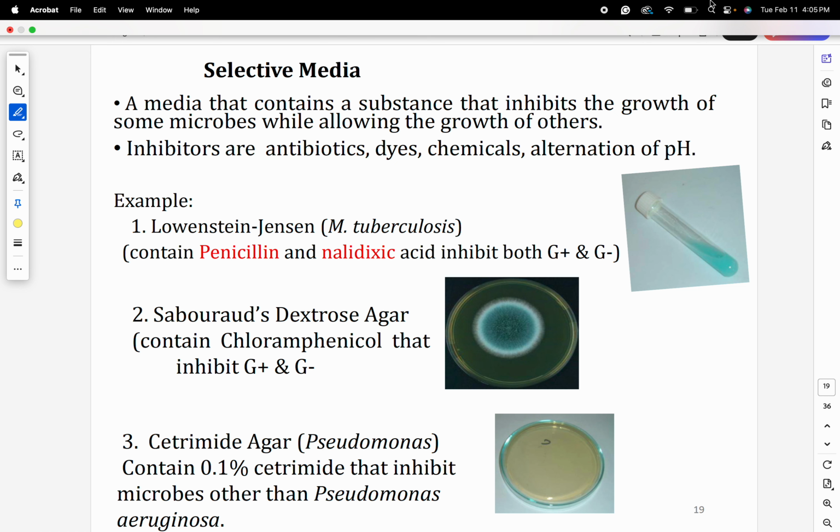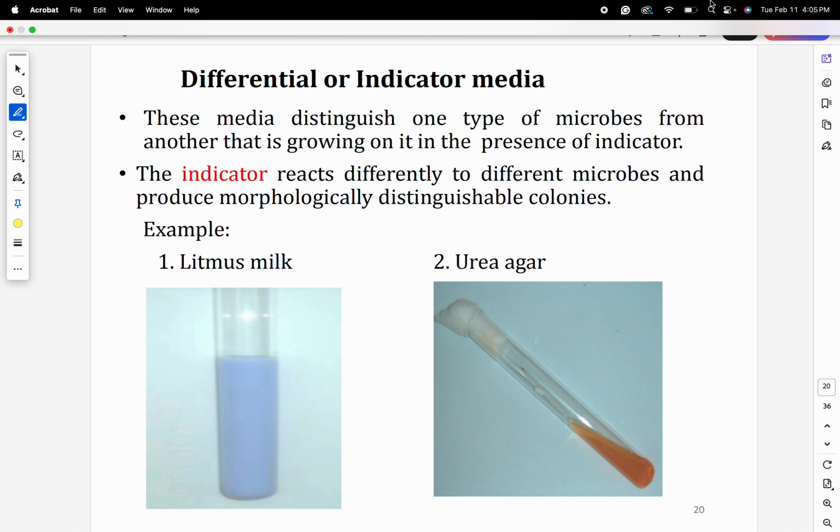Then we have Sabouraud dextrose agar, which contains chloramphenicol, expected to inhibit the growth of gram positives and gram negatives, but allow the growth of fungal species. Then for the growth of Pseudomonas, we have cetrimide agar, containing 0.1% cetrimide that inhibits microbes other than Pseudomonas aeruginosa. Now we also have differential or indicator media, which are media that allow distinguishing between types of microbes from one another. So the rationale is there's an indicator that will react differently to different microbes and will produce morphologically distinct colonies. So here are two examples of differential or indicator media: litmus milk and urea agar.